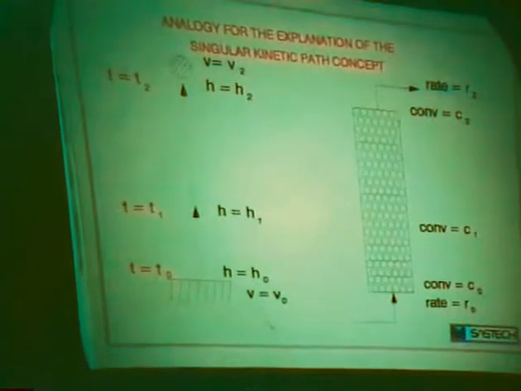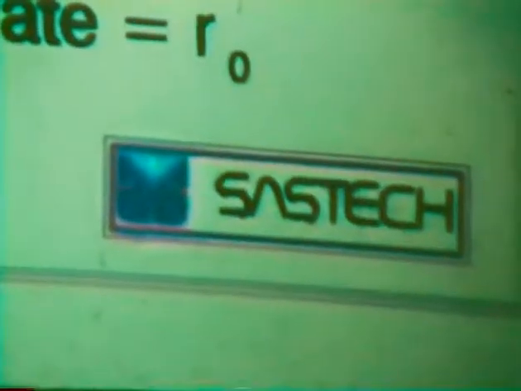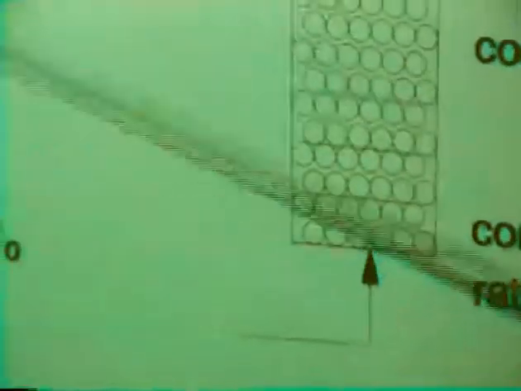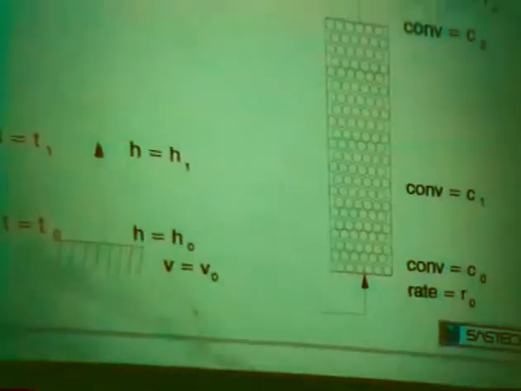If you have a low initial velocity, a low rate at the beginning, your final conversion will be lower than when you have a high initial rate of reaction. So then, in the same manner in which previously we plotted H1 at T1 and H2 at T2, now we're going to plot the conversion. We're going to plot the conversion at a constant ratio.